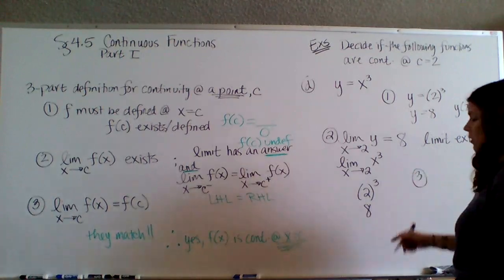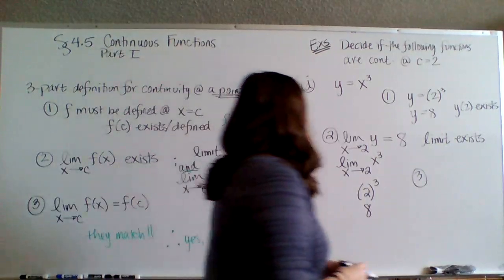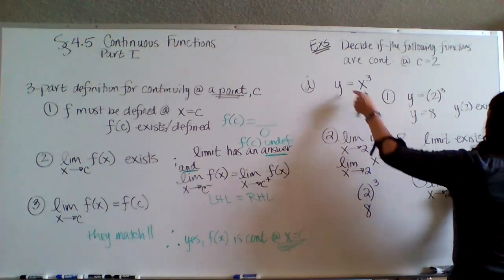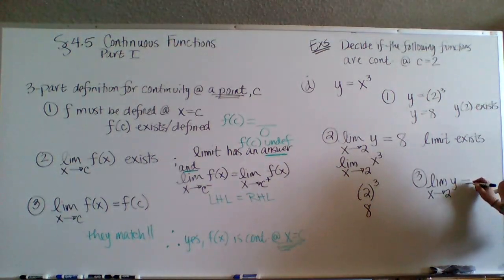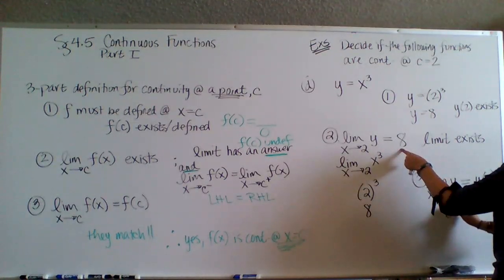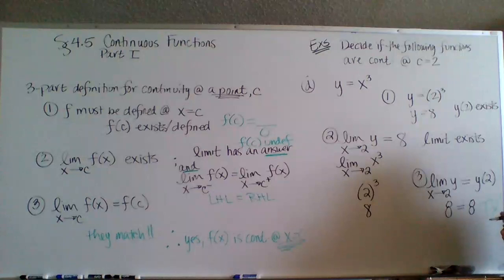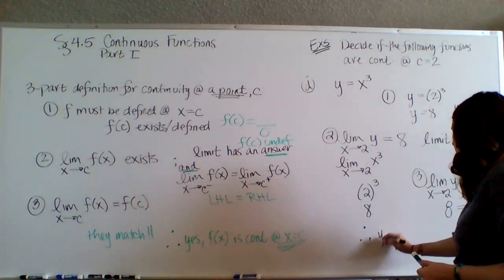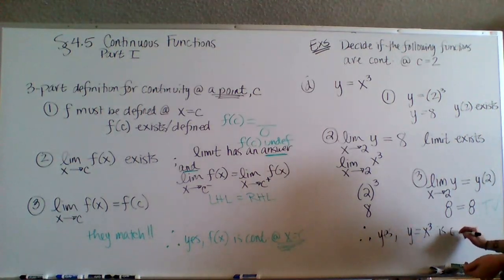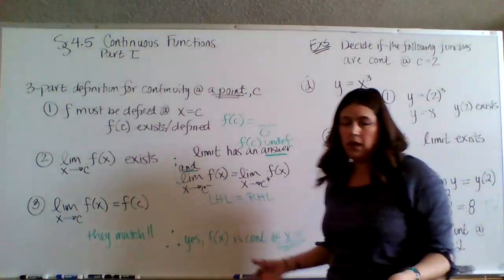So I'm moving on because part 1 was met. It worked, cool. Part 2 was met. It worked out fine. So now I'm on part 3. Does my limit as x approaches 2 of y, because that's how we denoted this instead of function notation this time, equal what I got when I plugged in y of 2? Well, my limit answer was 8 from part 2. My function value is 8 from part 1. This is a true statement. This works. So therefore, yes, our y equals x cubed rule is continuous at x equals 2. All 3 parts were met.